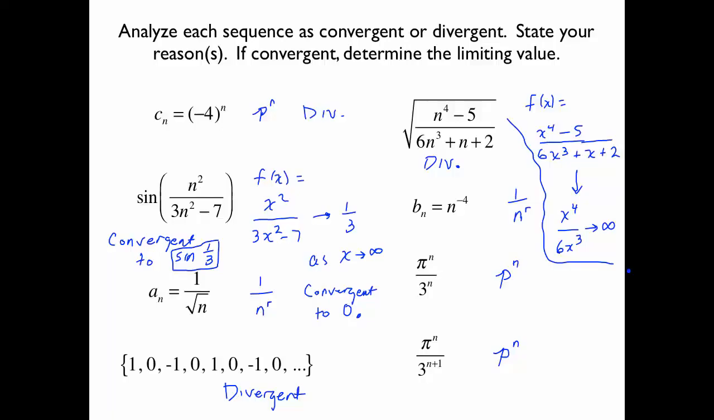Okay, so you should recognize that n to the minus 4 is just 1 over n to the what? 4. Here's one of those rules of exponents that you have to be confident about. This is 1 over n to the 4th. And so 4 is greater than 0, because 1 over n to the positive 4, therefore convergent to 0.